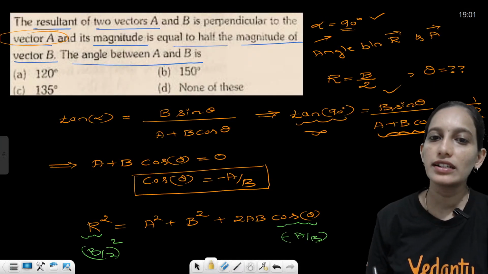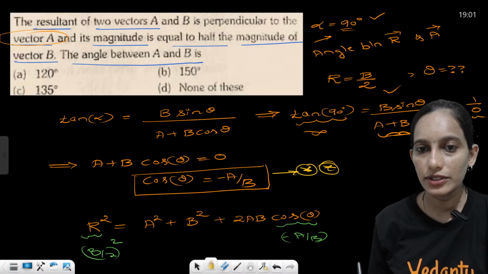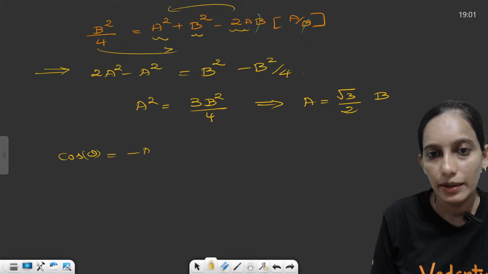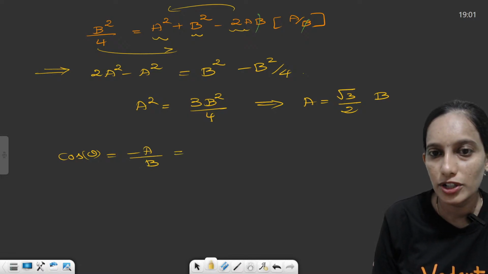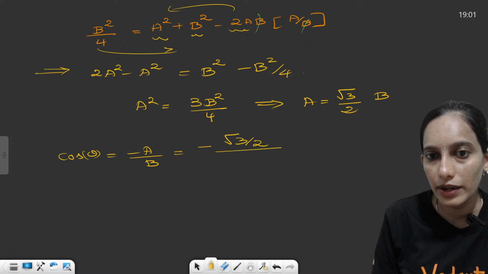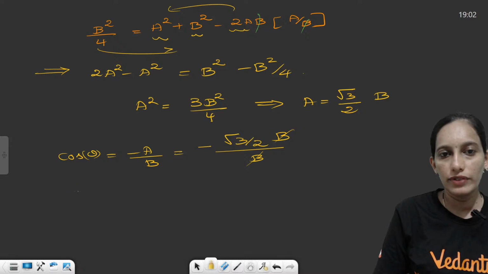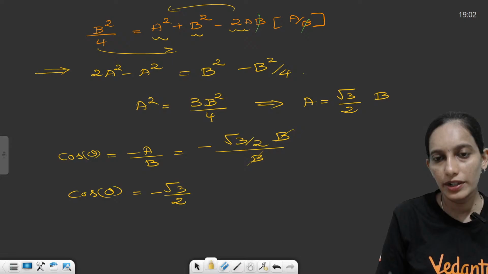Now let us consider cos theta; we will come back to this. We substitute there. Cos theta is equal to, what did we get? Cos theta is equal to minus A by B. Keep the minus as it is. What can we substitute for A? Root 3 by 2 B whole divided by B here. This B will go away. Cos theta is equal to minus root 3 by 2.